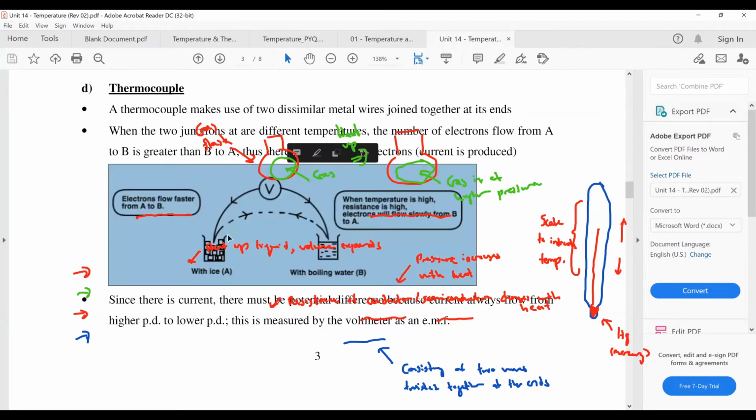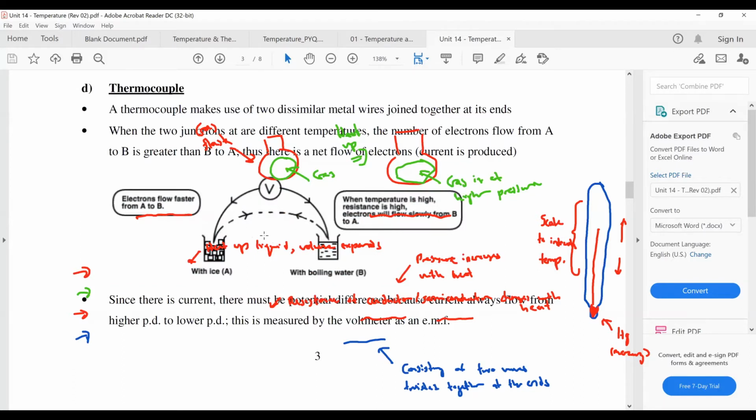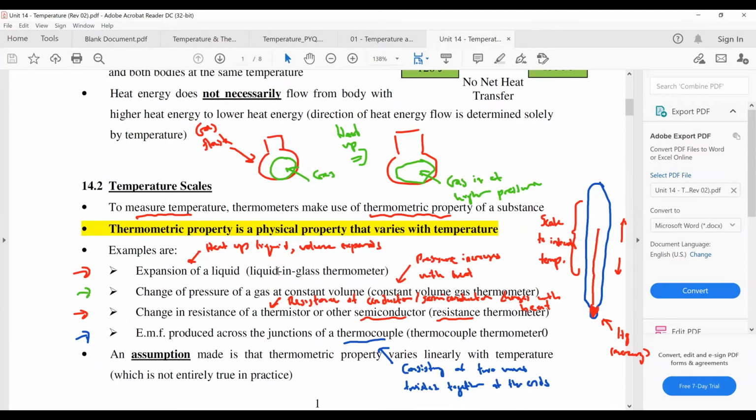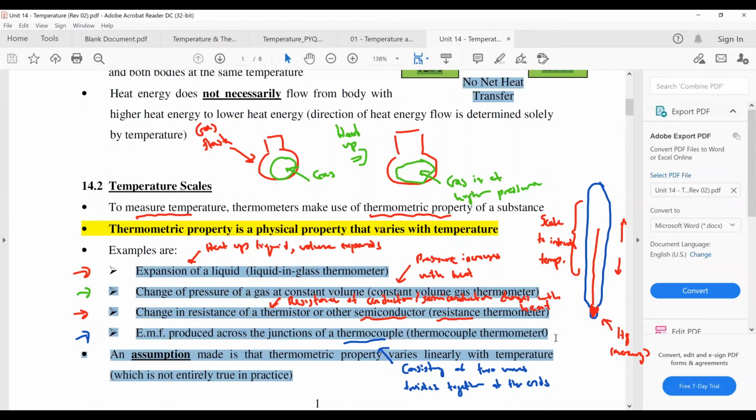The idea here is that if you twist both ends together and you dip both ends in separate temperatures, you're going to have some sort of EMF being produced. So the difference in the temperature here will cause a difference in the EMF here. So your EMF here will actually give you a measure of the temperature. Hence, we tell you this: EMF produced across the junctions of a thermocouple for a thermocouple thermometer. So these are what we mean by thermometric properties. Properties that actually will change with temperature. Properties which we then use to measure temperature in a thermometer.